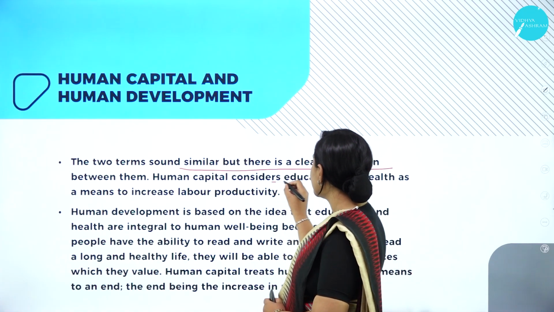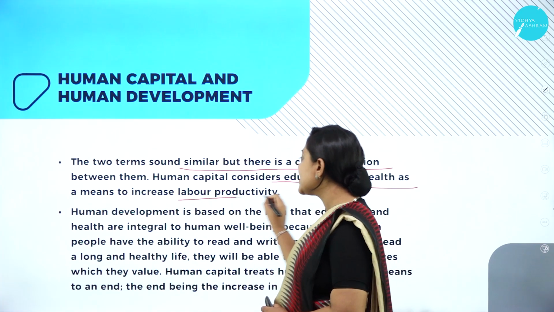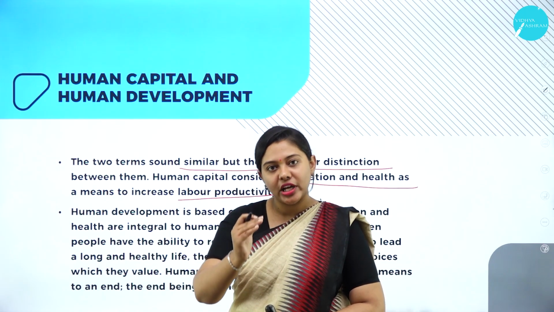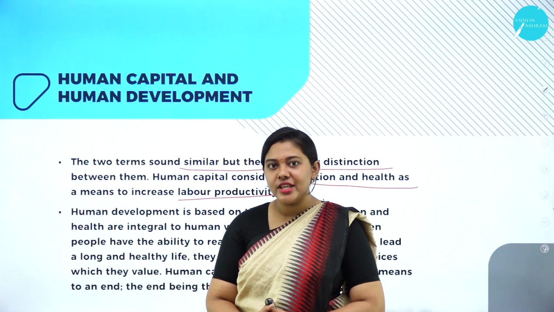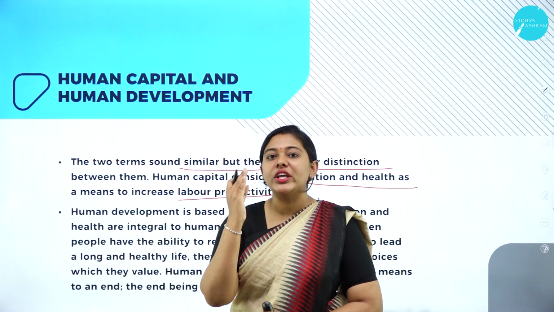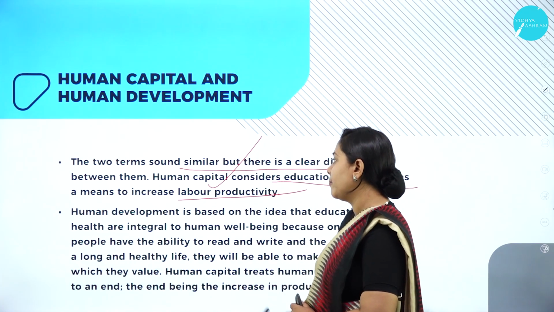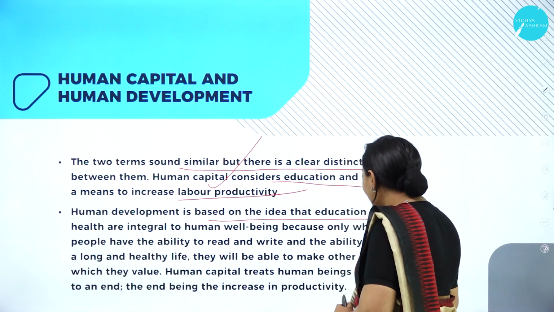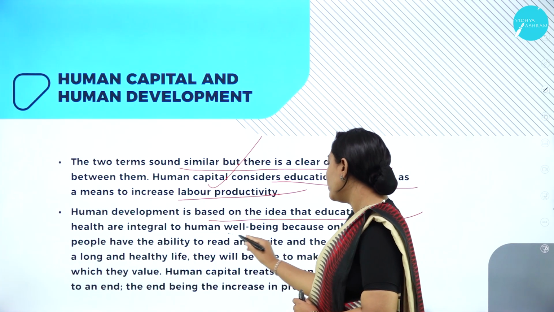Human capital considers education and health as a means to increase labor productivity. What is human capital? To increase productivity, to enhance their efficiency and effectiveness, we need education, we need skill and proper health. So that is called human capital. Whereas human development is based on the idea that education and health are integral to human well-being.